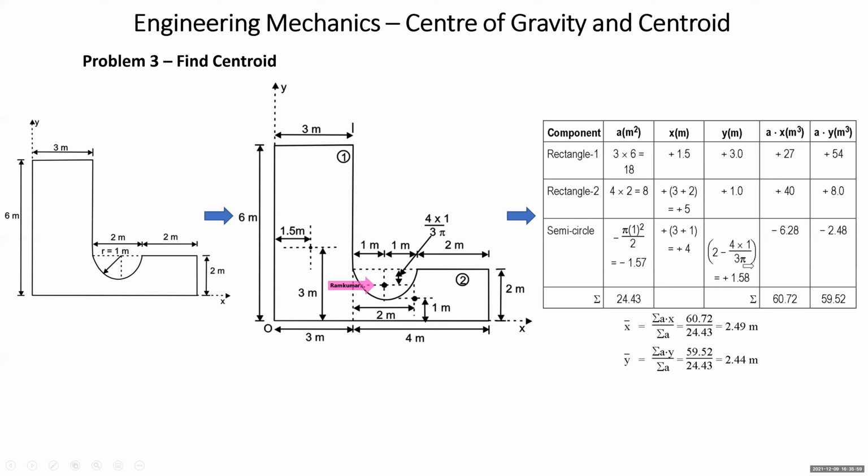2 minus 4r. Rest all students, you need to use your calculators. Summation of this column will give you summation A, that is A1 plus A2 plus A3. Then summation of this column will be A1 x1 plus A2 x2 plus A3 x3, that is summation AX, and this will give me summation AY. X bar is going to be as usual summation AX upon summation A. Substitute the values, you get X bar. Then Y bar is summation AY upon summation A. Substitute the values, you get Y bar. This way, X bar and Y bar coordinates of centroid of this plane area are arrived at.